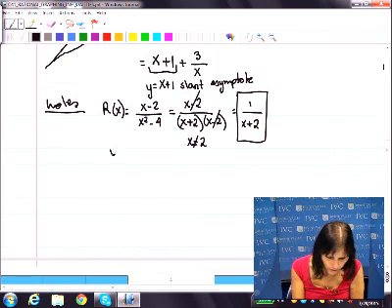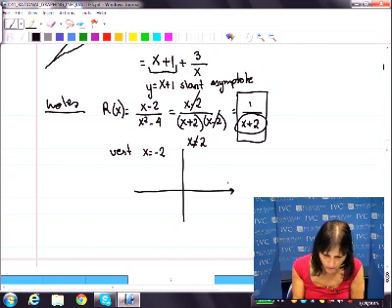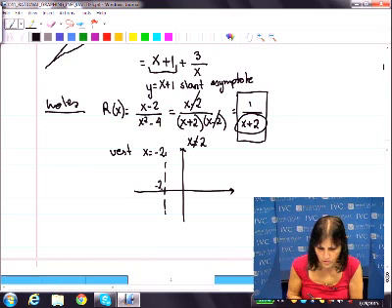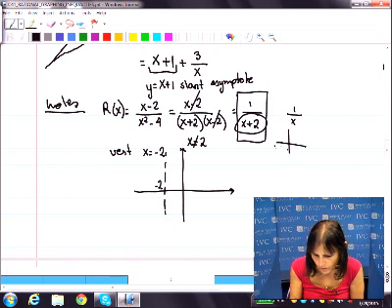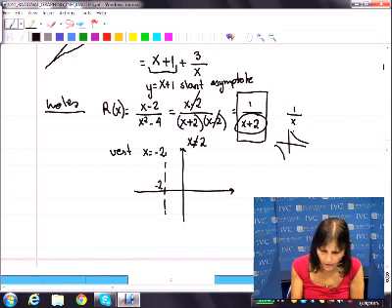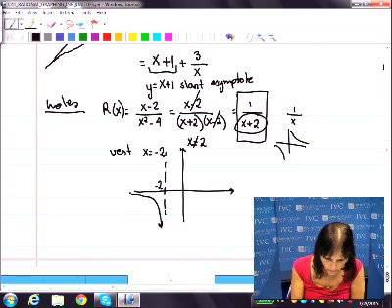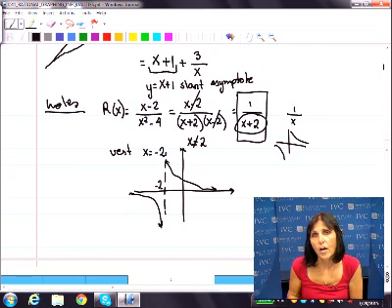Now it's going to have a vertical asymptote at x equals negative 2, because that's when this thing is 0. This is at negative 2, vertical asymptote. And actually this is shifted to the left of 1 over x. If you look at 1 over x, it looks like this. So shifted to the left, 1 over x will look like this. But is that all? No.